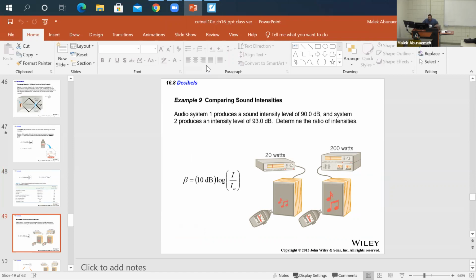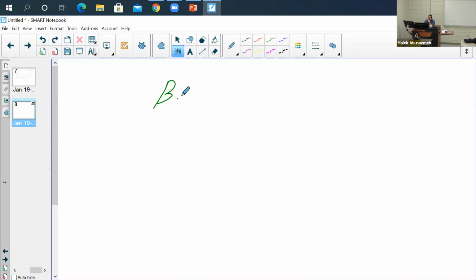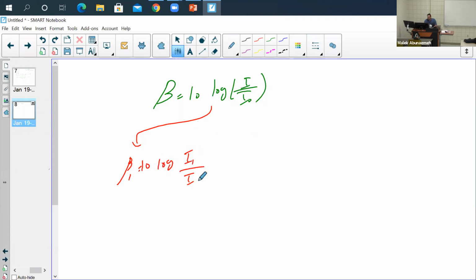So let's do an example, shall we? If you go to the club and you like to hear a lot of music and all that sound that makes you deaf, let's say audio system 1 produces a sound intensity of 90 dB and system 2 produces 93 dB. Determine the ratio of the intensities. So you got 90 and 93. You know that your beta is going to equal 10 dB log I over I naught. For beta 1, it's going to equal 10 log your first intensity over I naught. For beta 2, this is going to equal 10 log your second intensity over I naught.